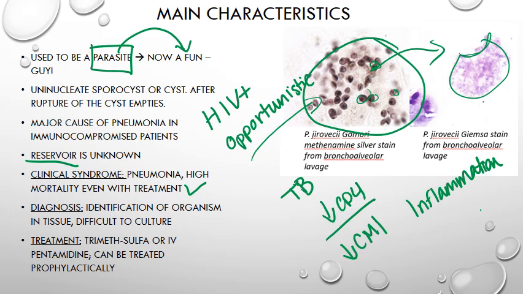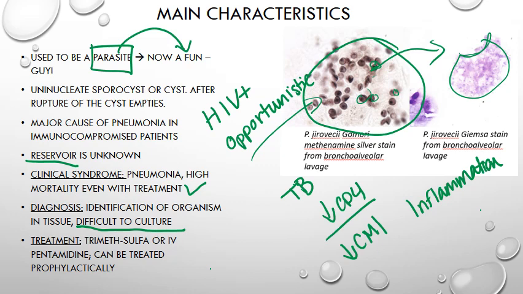Diagnosis is largely made by morphologic identification of the organism in the tissue. The tissue can be stained with GMS for cysts or Giemsa for trophozoites. You can do a microscopic examination of the bronchoalveolar lavage. That's one of your specimen sources. We can't really culture it. It's one of the few times that I'll tell you that culture is not the gold standard. It's not routinely done because it's incredibly difficult to culture. So really we're just looking for the trophozoites or the cysts in the tissue.